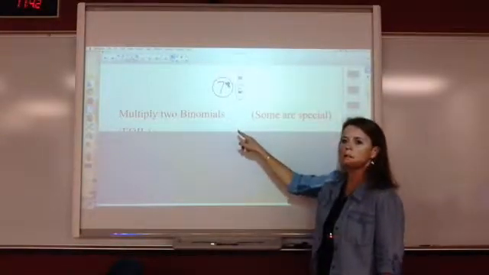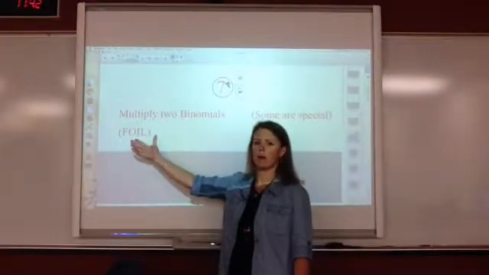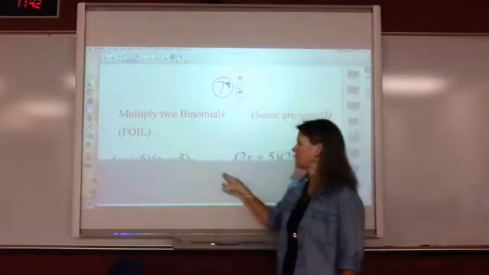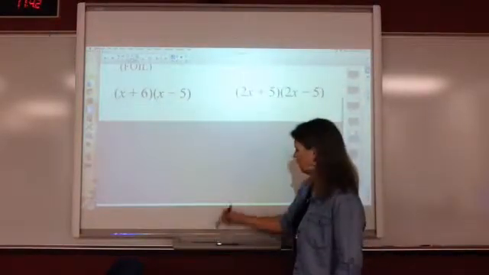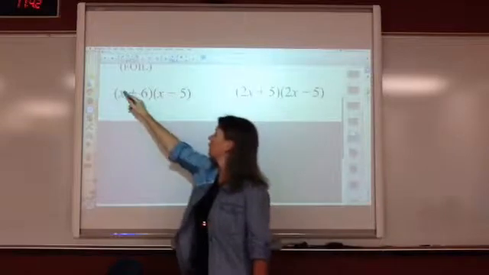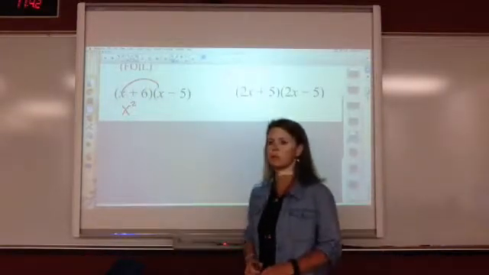Multiply two binomials. Some are special. Reminder of the acronym FOIL: first, outside, inside, last. Here would be an example of just two binomials. x times x is x squared. Those are the first terms.